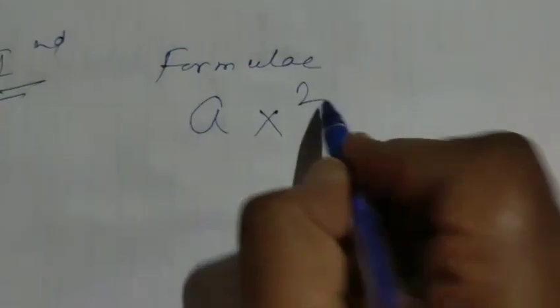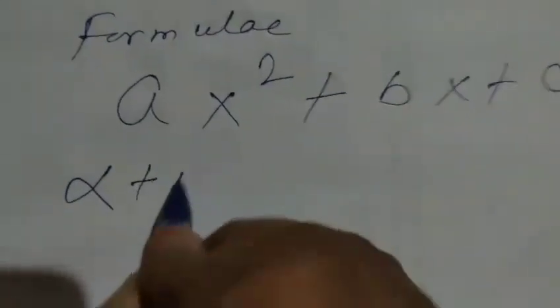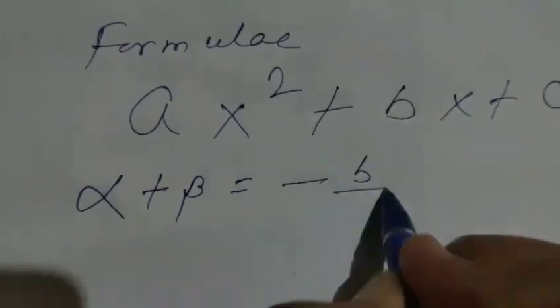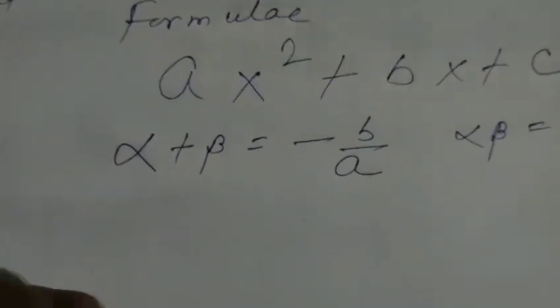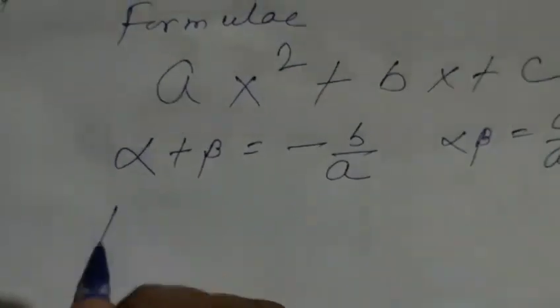Second formula. Ax square plus bx plus c is the quadratic equation. Alpha plus beta equals minus b by a and alpha beta equals c by a. Third is the Dharacharya formula.